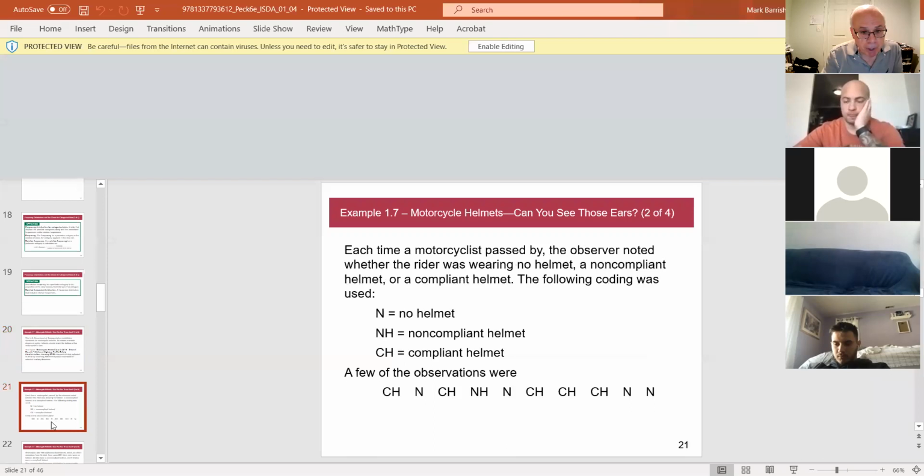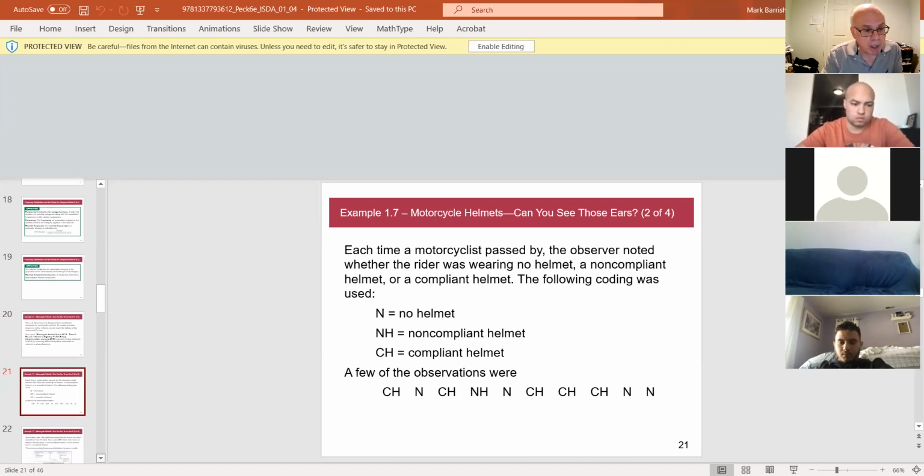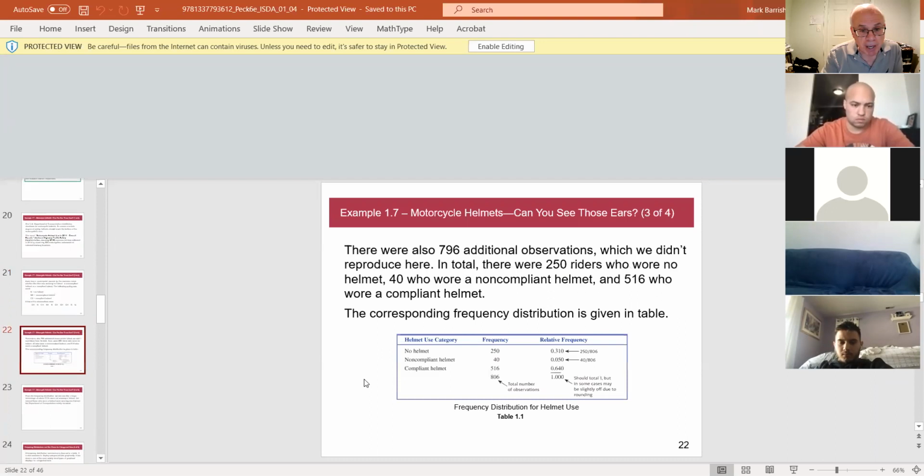All right. And here is, again, this has to do with asking people whether they wear a non-compliant helmet or a compliant helmet when they ride their motorcycles. So you ask a whole bunch of people that question. They're going to choose one of those categories. Then you count them. So in this study, there were 806 people who were asked the question. 250 picked no helmet. 40 said a non-compliant helmet, and then 516 out of the 806 picked compliant.